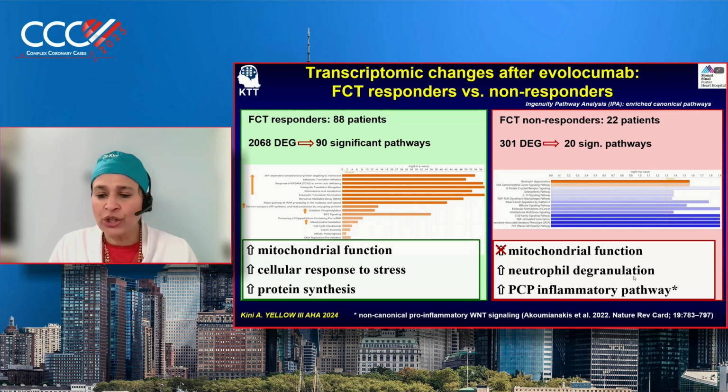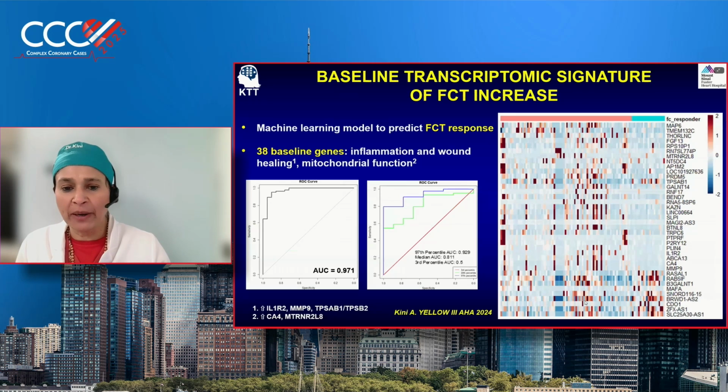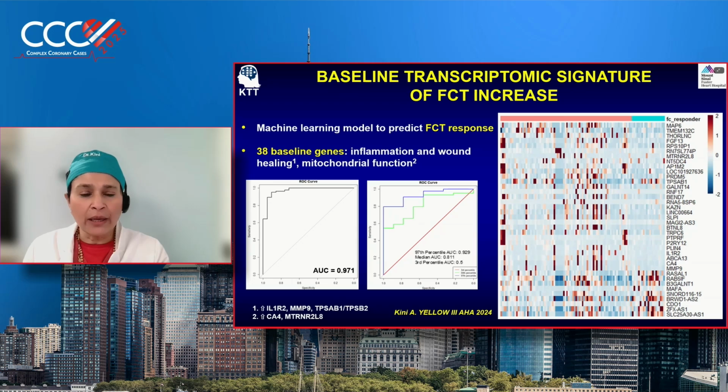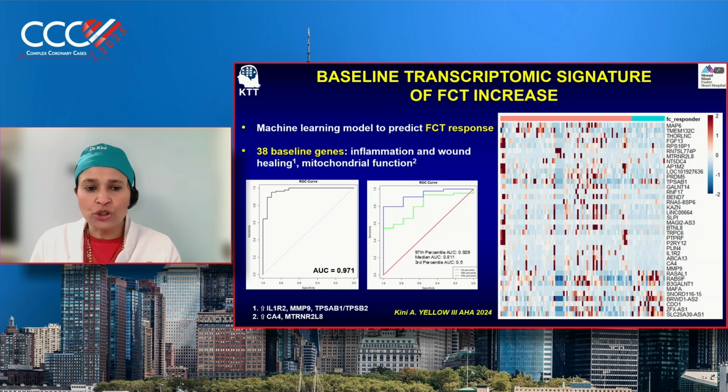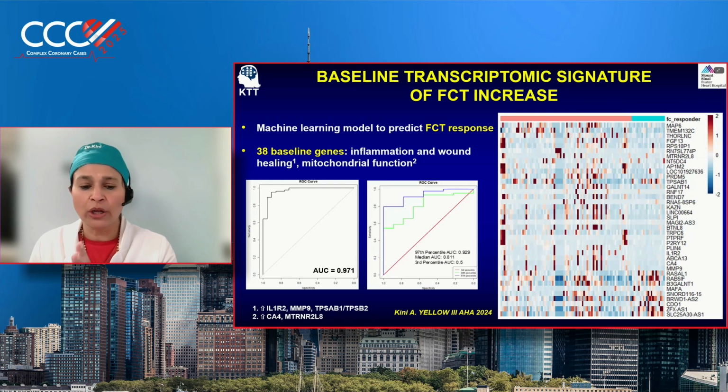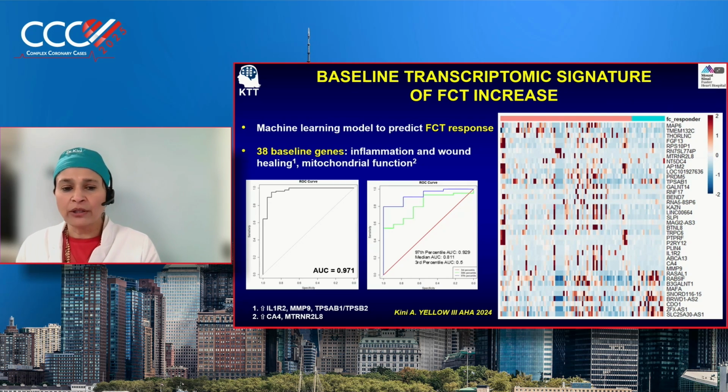There was an increase in neutrophil degranulation and inflammatory pathways. This is the key: we used machine learning. The entire panel of 38 baseline genes was entered into the machine learning model, and we saw the important genes that let us predict that if people have these baseline genes, they are likely to respond. Their fibrous cap thickness is likely to respond to treatment, which is one of the key findings.